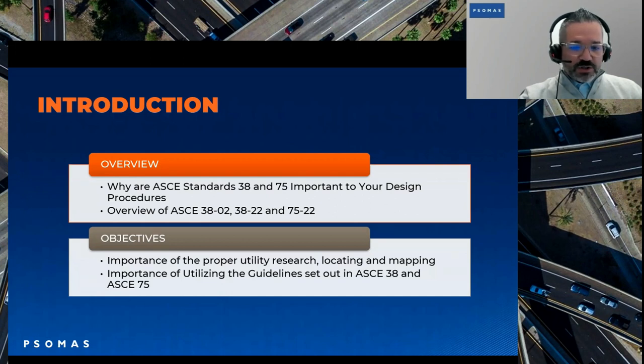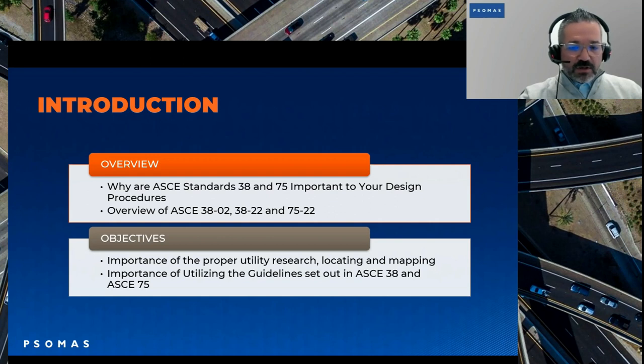Why are we going to do this? What are our objectives when we get to the end here? The importance of proper utility research, locating, and mapping. I think we've all seen what's happened with improper mapping standards and improper locating. We've had a lot of utility strikes as of late. We've had a lot of utility failures and whatnot. So we're going to talk a little bit about the importance of it.